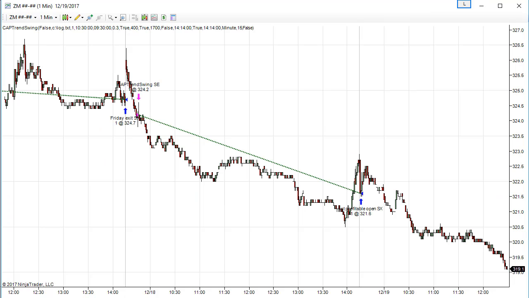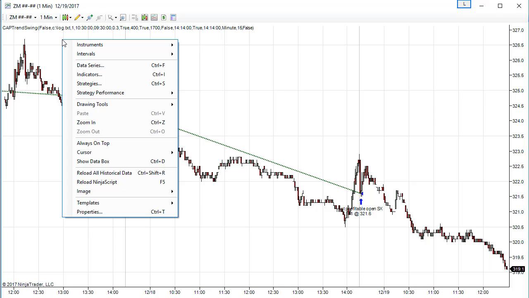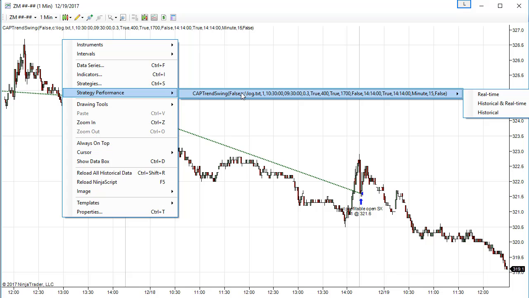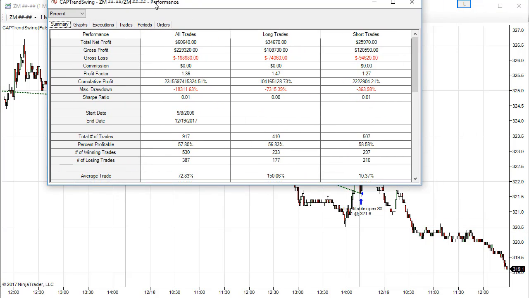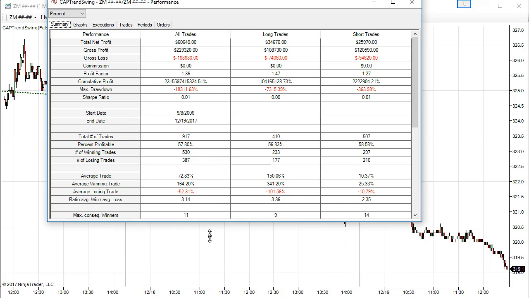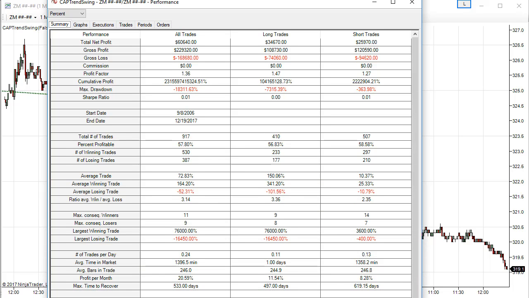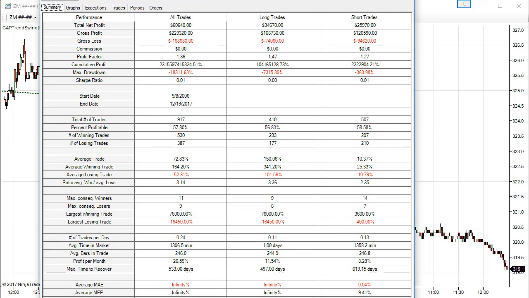Next, we're going to look at trend swing, soybean swing, soybean meal swing. So for soybean meal swing, we have the performance summary here, and I'm going to pull that in. This is going back to the beginning of the data that we have in 2006. And so in 2006, this is on a percentage basis. Let's move to a currency basis. So $60,640, $66 average trade profit.